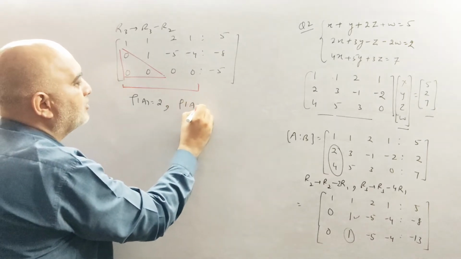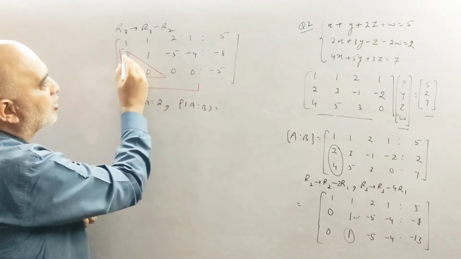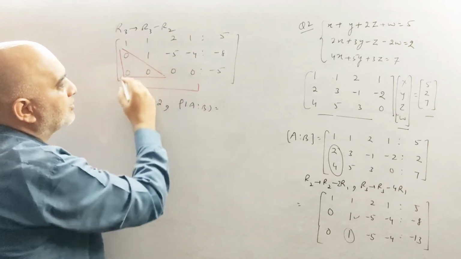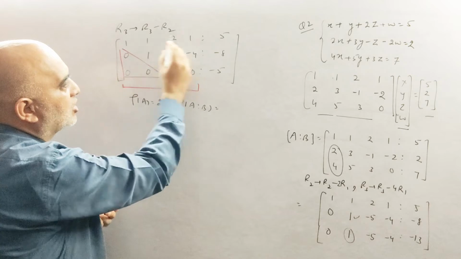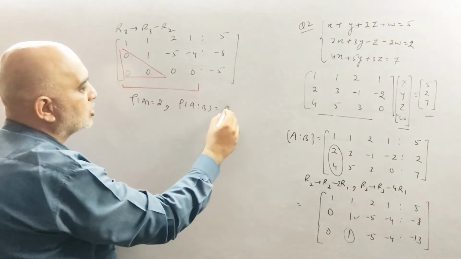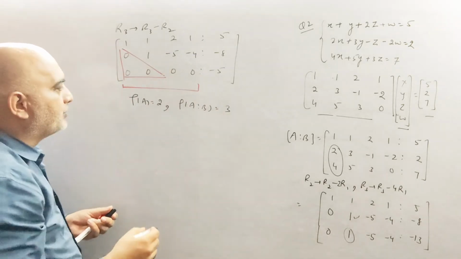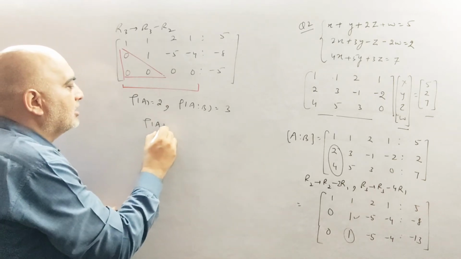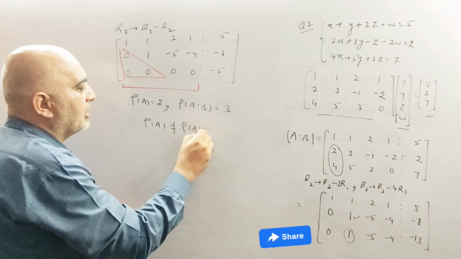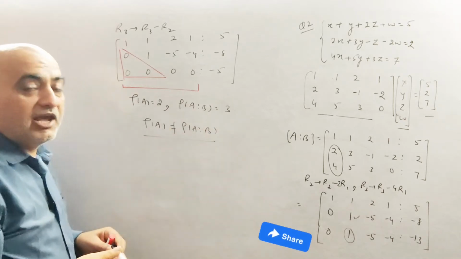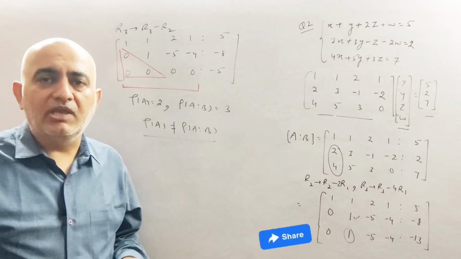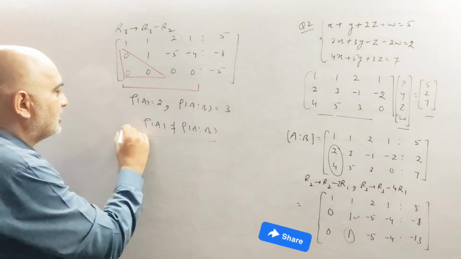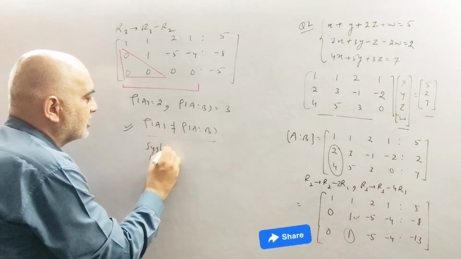And rank of AB, what is the rank of AB? For rank of AB, you should see the complete matrix. Right? So in this complete matrix, how many rows are there which are non-zero? That is, 3 rows are there. So rank of AB will be 3. After that, number of variables are also 3. But rank of A is not equal to rank of AB. Okay. If rank of A is not equal to rank of AB, so what will be our result?